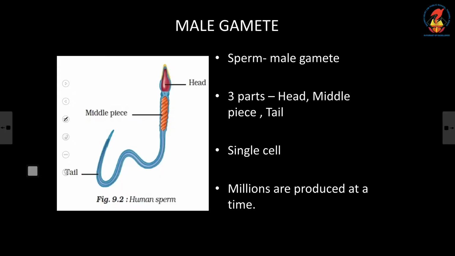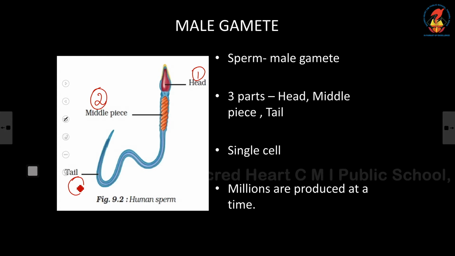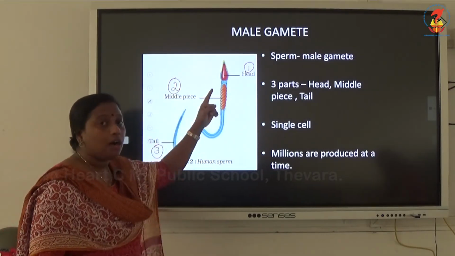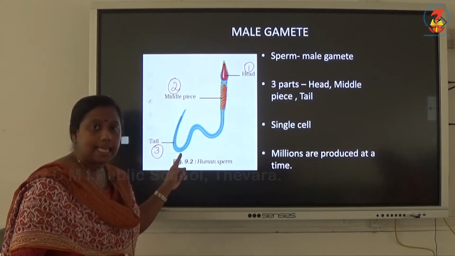The sperm is the male gamete. The sperm consists of three parts. It consists of a head, number 1, then it has a middle piece, number 2, and finally it has a long tail, number 3. So how many parts are there for a human sperm? 3. It has a head, a middle piece and a tail.